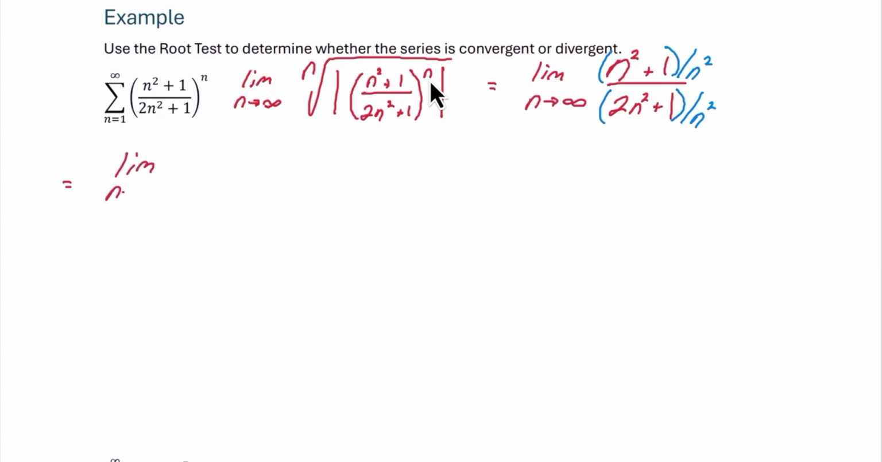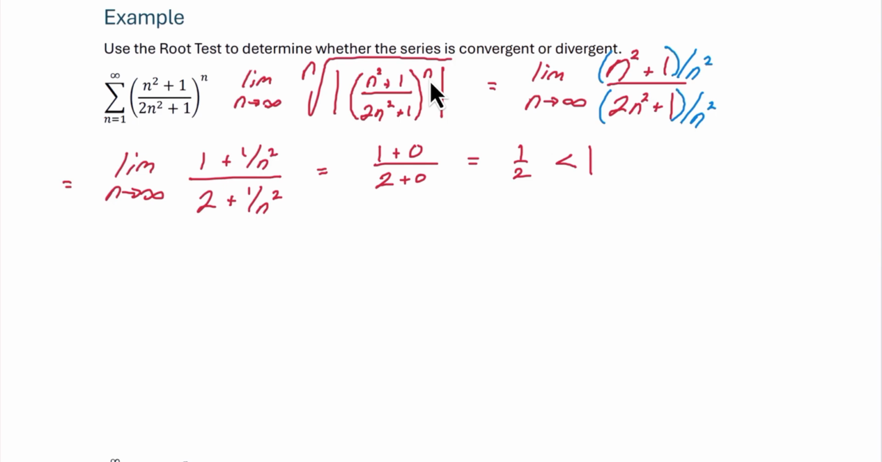Limit as n approaches infinity of 1 plus 1 over n squared, divided by 2 plus 1 over n squared. Now evaluating the limit, we get 1 plus 0 divided by 2 plus 0, or 1/2. Note that that limit is less than 1.